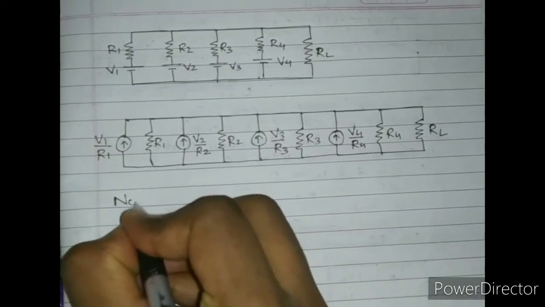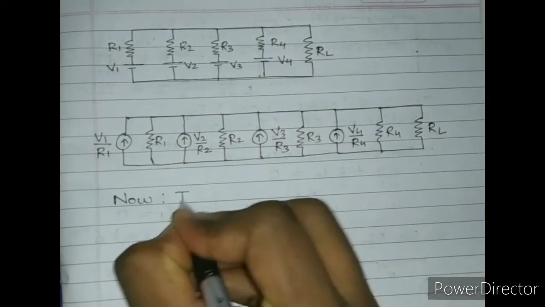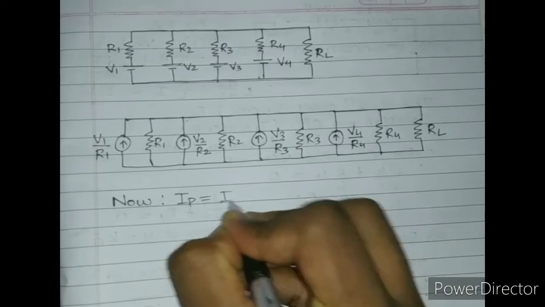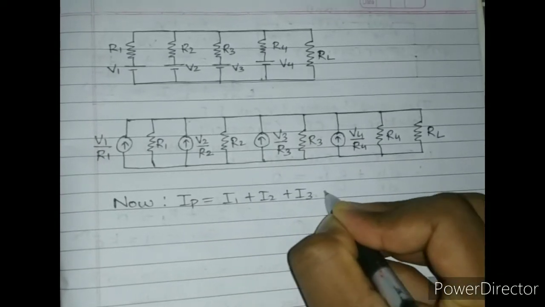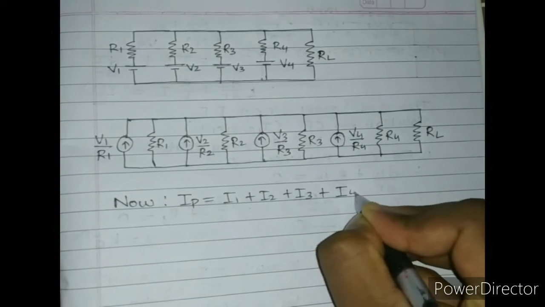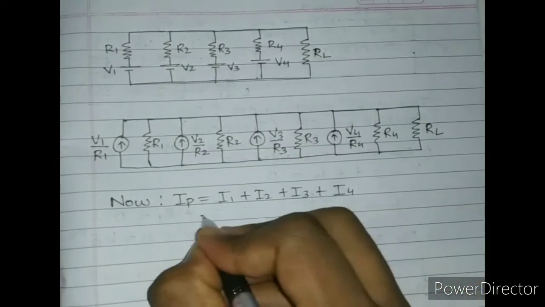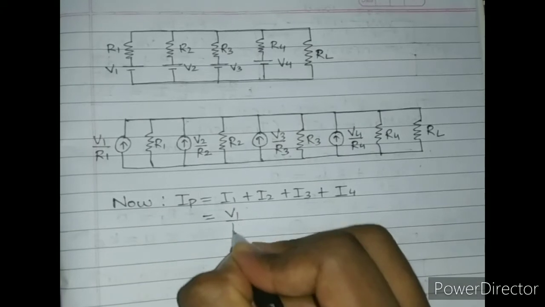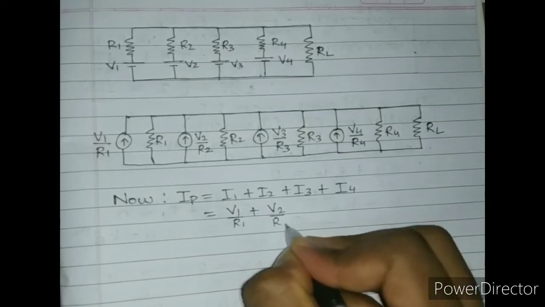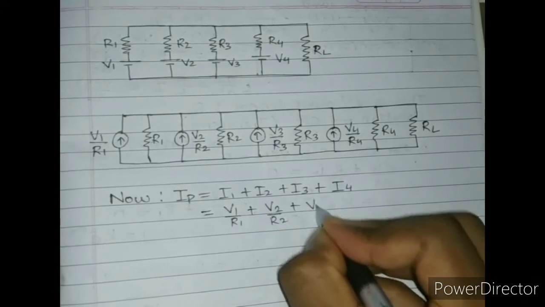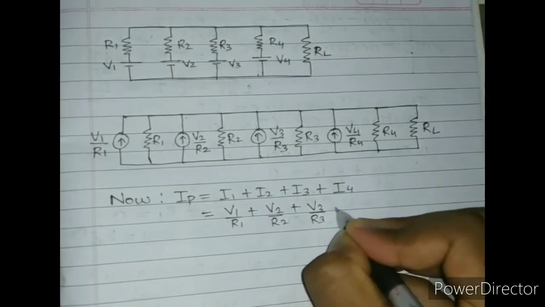Now all the current sources can be added up. That is, IP is equal to I1 plus I2 plus I3 plus I4, which is equal to V1 upon R1 plus V2 upon R2 plus V3 upon R3 plus V4 upon R4.